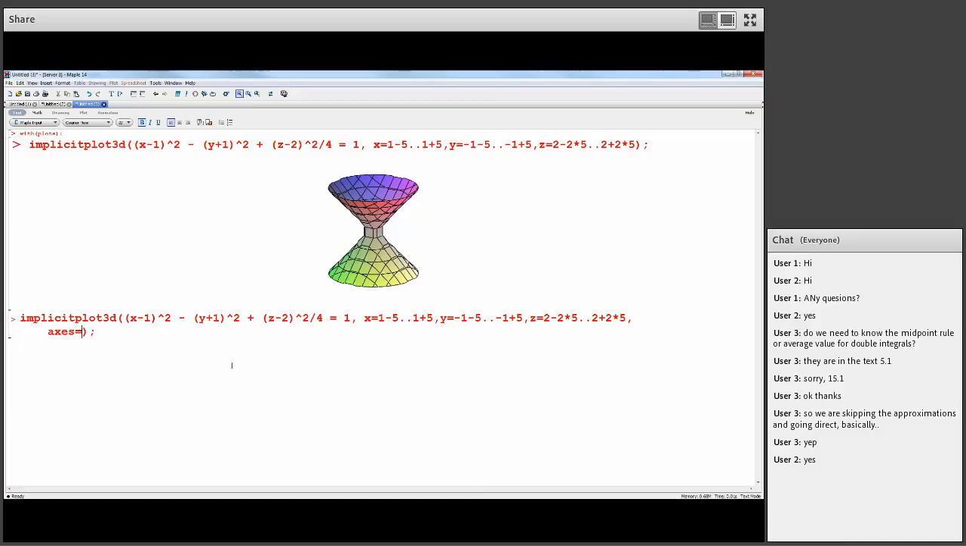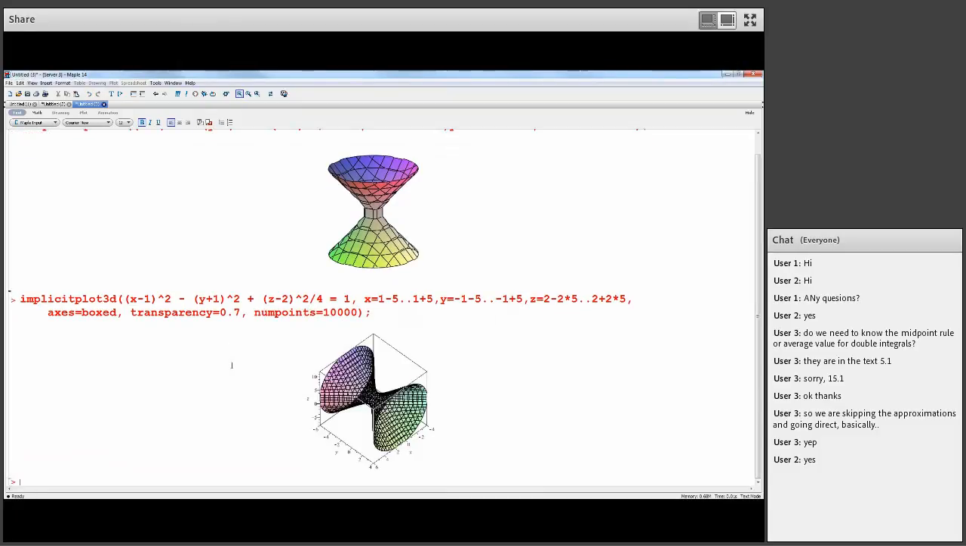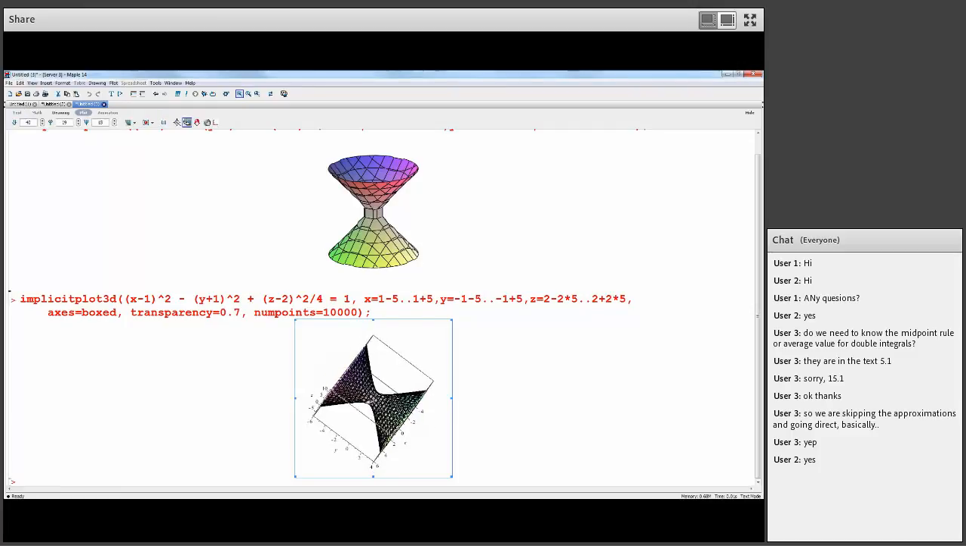So you can go Axes is Box, just to put some labels on the outside of it. To make it easy to put labels on afterwards, you can do the transparency, if I can remember how to spell it properly, equals 0.7, make it more see-through, so I can put some labels in a second. You can bump up the accuracy by PlotPoints equals, say, 10,000. So we try those. You can see we've got lots more detail, more transparency.